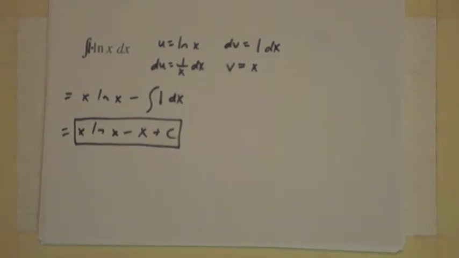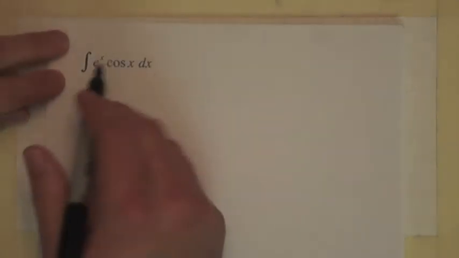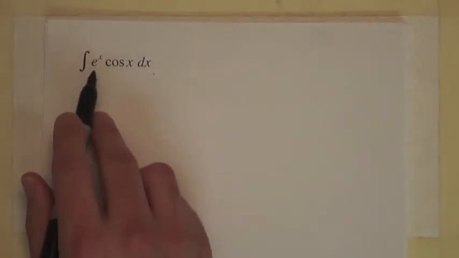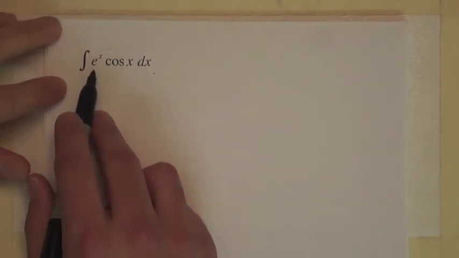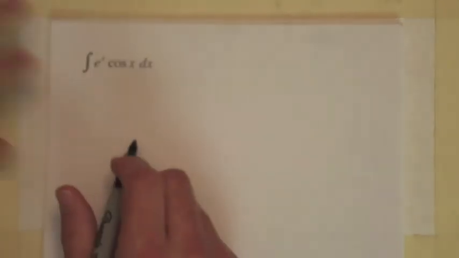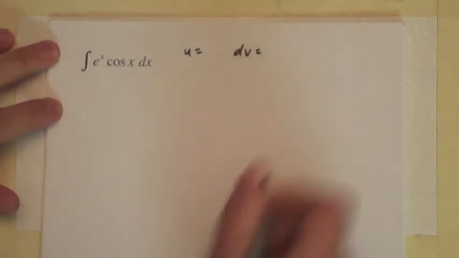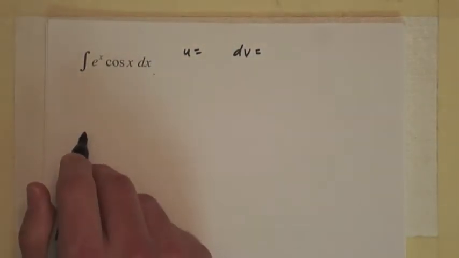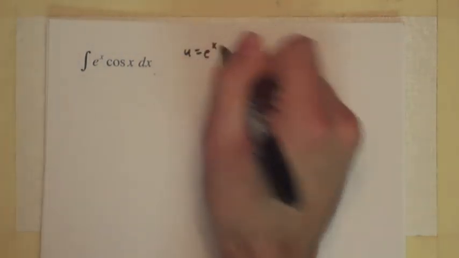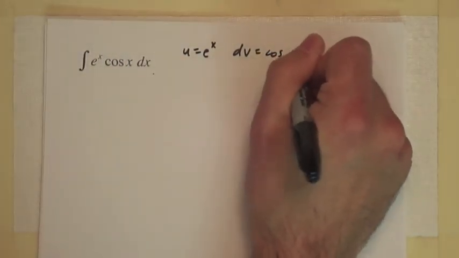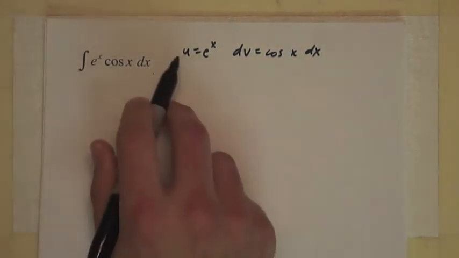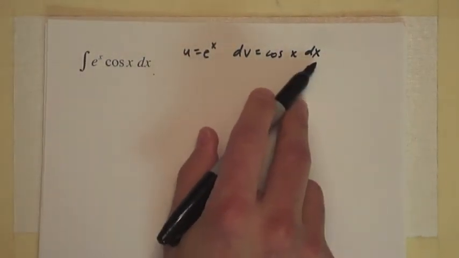I'm going to do one more example of integration by parts with you. This is another classic example of integration by parts. And in this case, something kind of funny happens, and it's worth paying attention to this case. So here's a product, e to the x cosine x dx. So let's happily plod along and see what happens. Let's choose u equals e to the x and dv is cosine x dx.